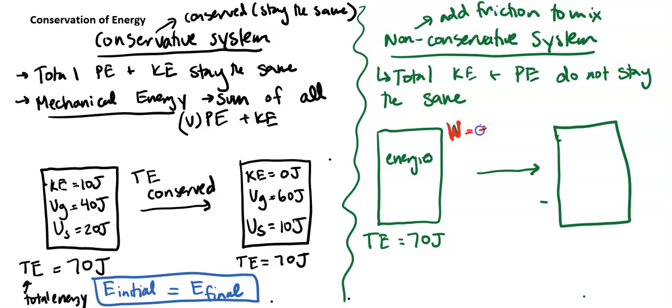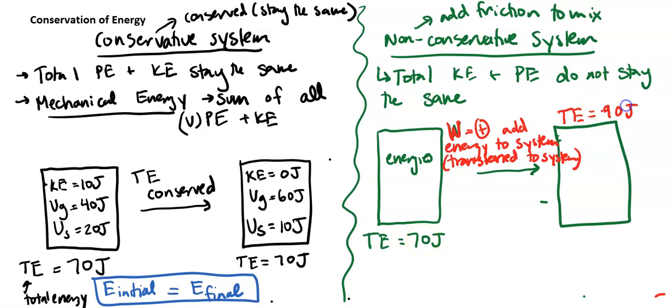positive, we add energy to the system. So we are giving the system more energy. Energy is transferred to the system. Okay. So if work is positive, we're going to add energy to the system. In this case, let's say we do some work on something by raising it up higher. We could increase the total energy, let's say 20 joules. So we were starting at 70, we do 20 joules of positive work. The total energy would be 90 joules.